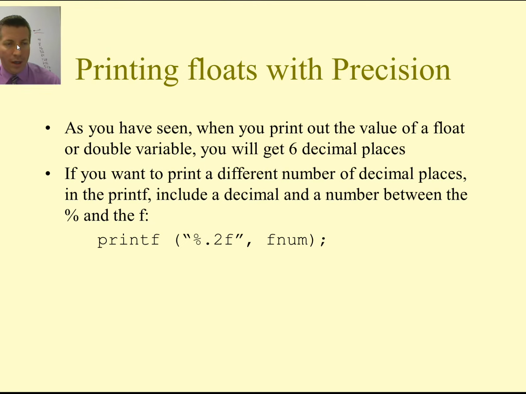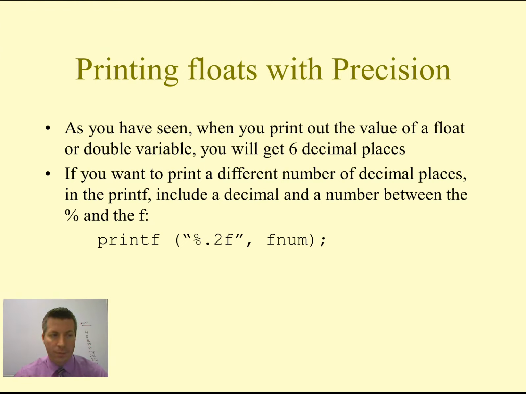Okay, if we want to print with precision, some of you may have had this problem where you haven't been able to print with precision, and your floating point values all have 6 decimal places after them. If you want to print with precision, you use the printf function. Instead of just saying %f, we're going to say % followed by a decimal point followed by a number, and that is going to tell us how many decimal places you want on the floating point number that you're outputting. So %.2f on fnum is going to tell us that we want to have 2 decimal places after our variable.